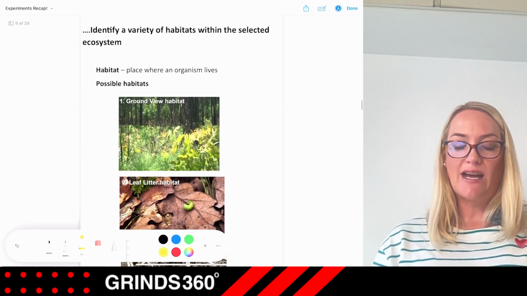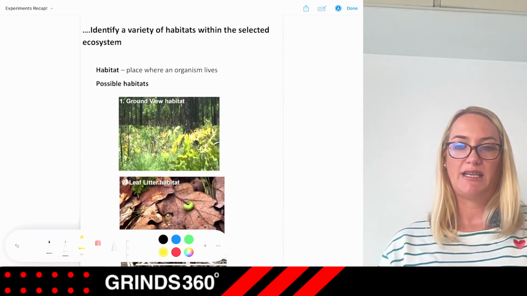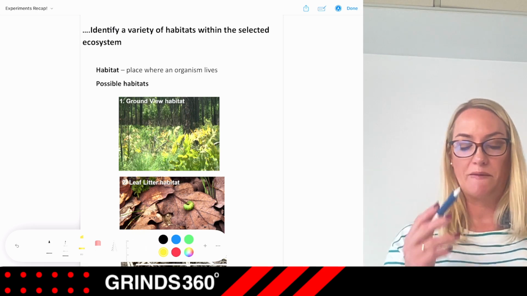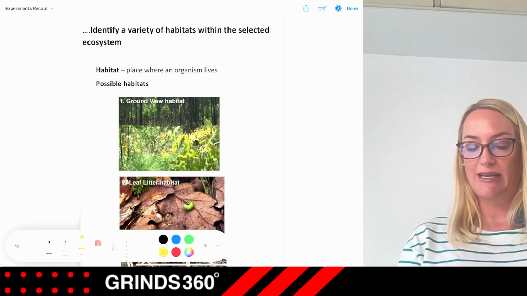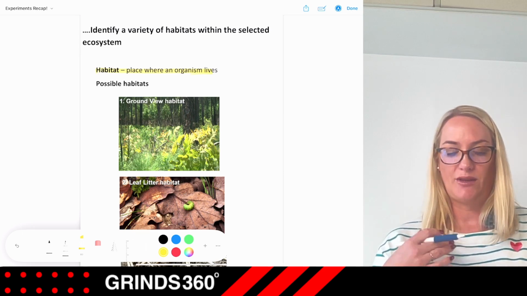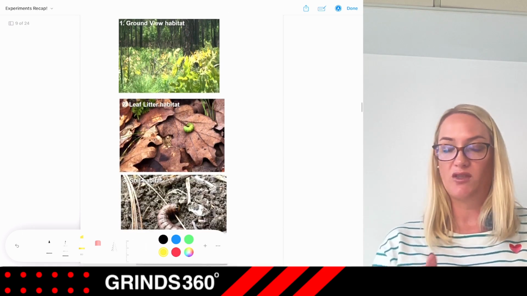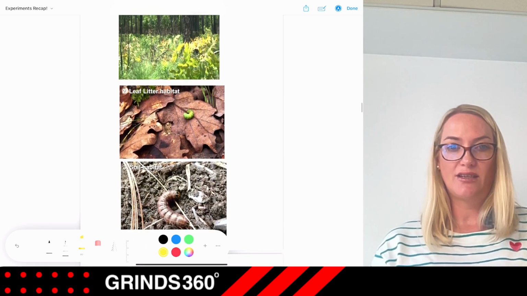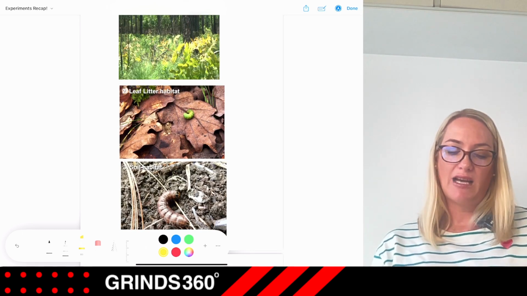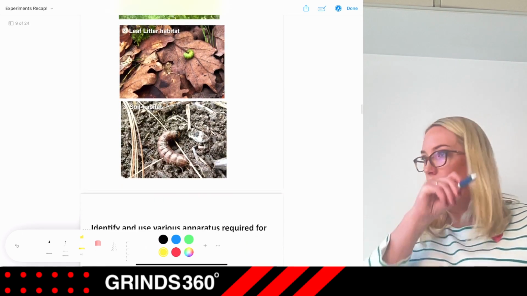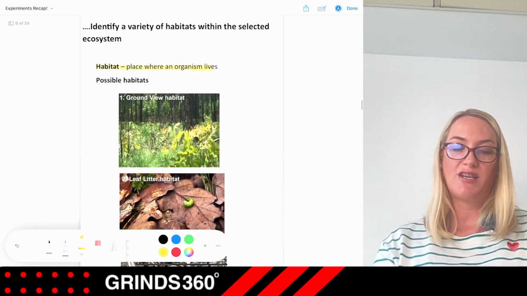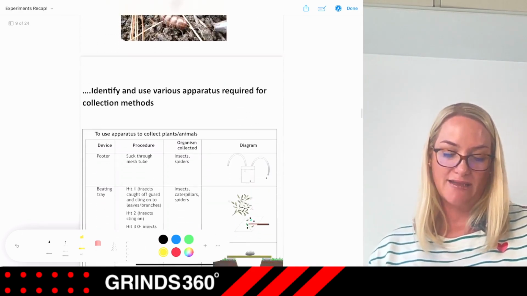Okay, so you have to be able to identify a variety of habitats within your ecosystem. So we need to know 3. Reminding you, what is a habitat? It's a place where organisms live. Possible habitats that I would do within my ecosystem are ground view, so what you see; litter habitat, so your leaf litter, move the leaves; and then we have our soil habitat. So for this, just know what your habitat is and 3 possible habitats they may ask you.